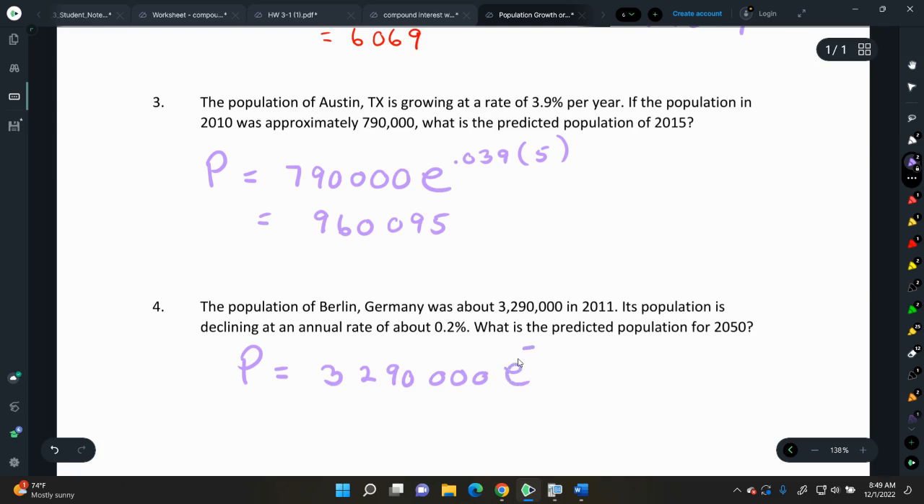Make the rate... Wait, is it just 0.02, not 0.002? No, wait, yes, you're right, because it's 0.02%. It's 0.2%. Right. 0.02 would be 2%. Just divide it by 100. 0.2 divided by 100. So 39.50.